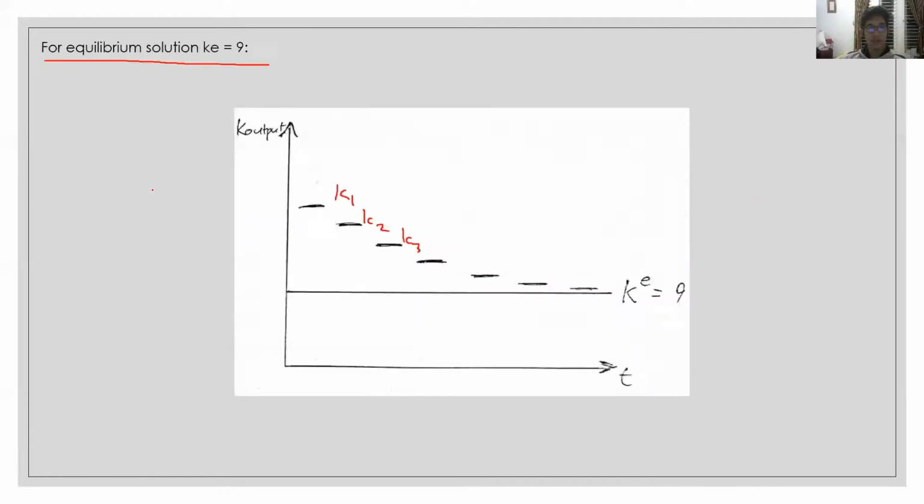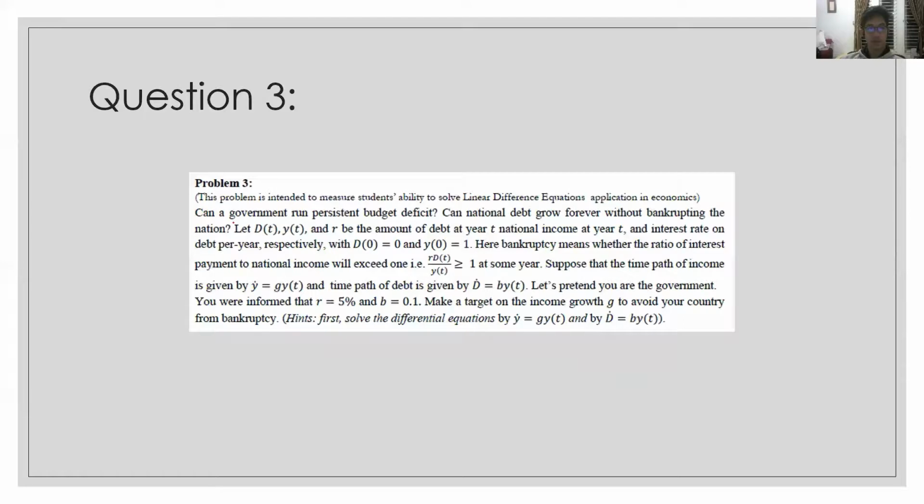Okay. So now on to question 3. This is a government question. So can the government run on a persistent budget deficit, and can debt grow forever without bankrupting the nation?